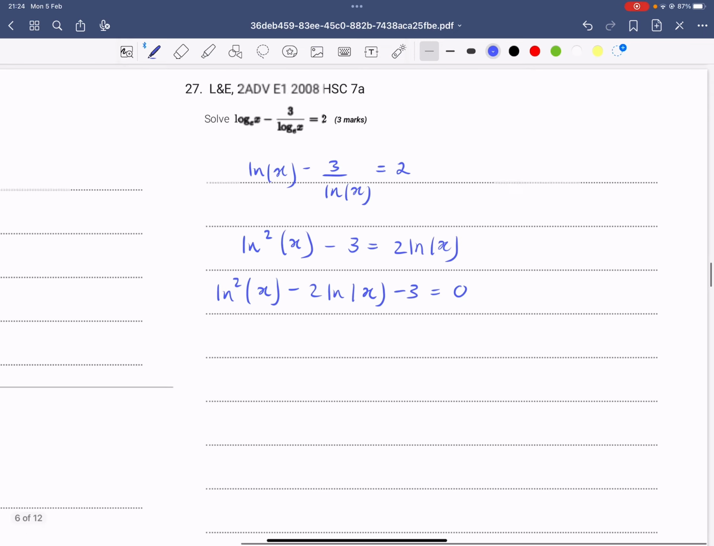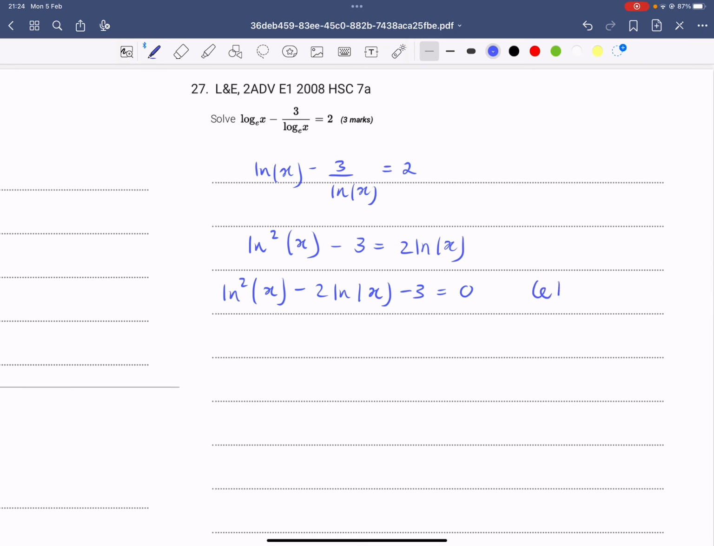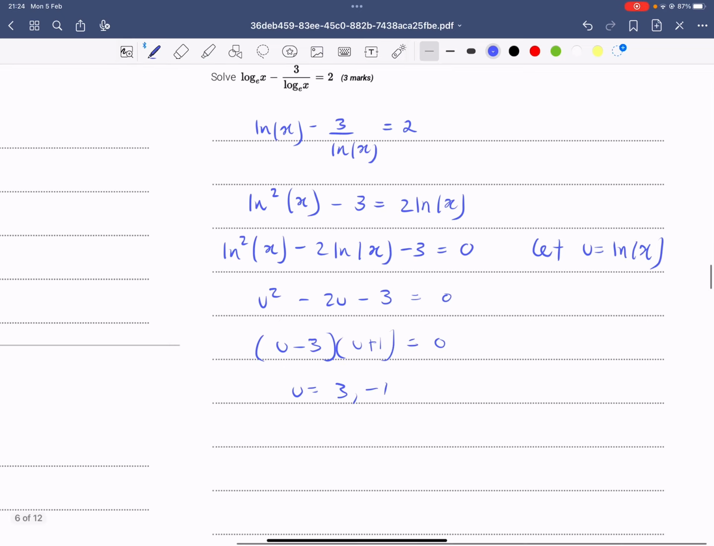And then we're just going to use a cute little u substitution. So we're going to say let u equal ln of x. So we've got u squared minus 2u minus 3 equals 0. Factorising that, u minus 3, u plus 1 is equal to 0. So u is equal to 3 or minus 1. However, we've said that u is equal to ln of x. So ln of x is equal to 3 or ln of x is equal to minus 1.